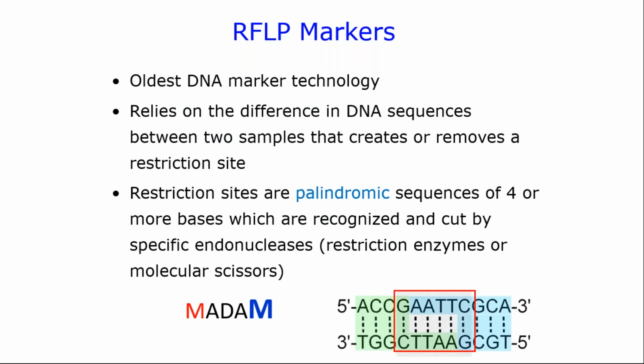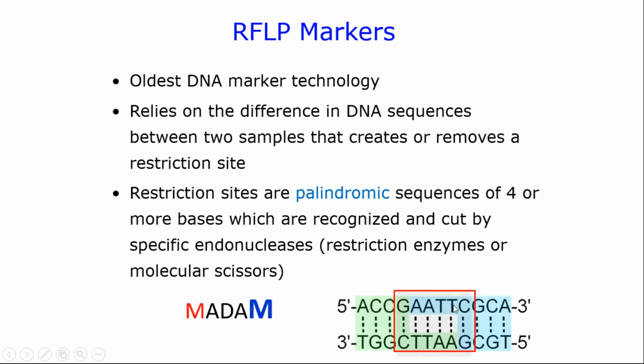So what is RFLP marker? It is one of the oldest DNA marker technologies. It relies on a difference in DNA sequence between two samples that creates or removes a restriction site. So what is a restriction site? A restriction site is a site of 6 base pairs, which is very specific for the cutting by the enzymes which are called the endonucleases or the restriction enzymes. And these sequences that you see are palindromes. So this is a palindrome.